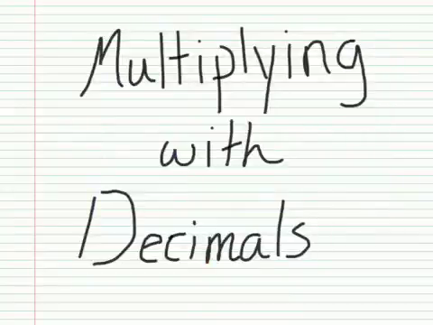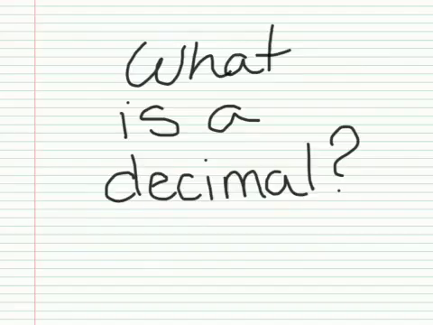All right, today we are going to work with multiplying with decimals. So our lesson today is not going to be multiplying a decimal, but a whole number with a decimal. So that is where we are going to get started today. So what is a decimal? Well, it's a number that's less than one whole.